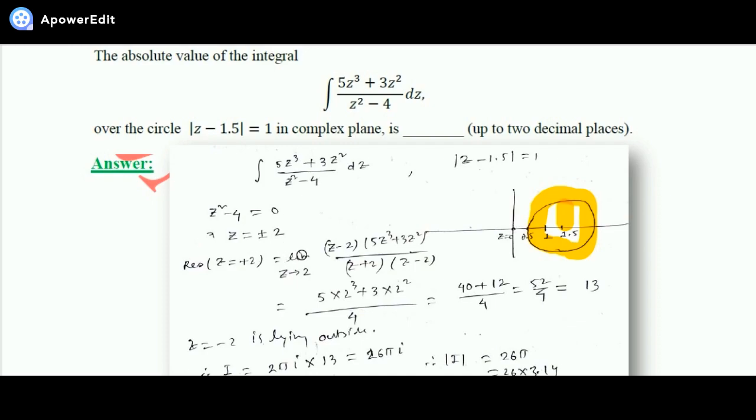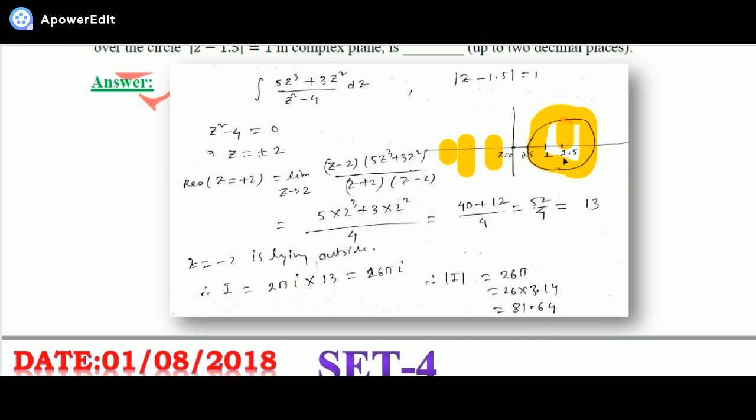As you can see, z squared minus 4 equals 0 gives z equal to plus or minus 2. So there are two poles, one is plus 2 and the other is minus 2. But the pole at minus 2 will be somewhere like this, and it is outside this contour, so we can ignore it. Next, z equals plus 2 lies inside the contour, so we have to take it into consideration.